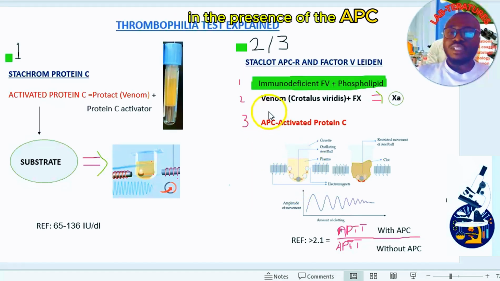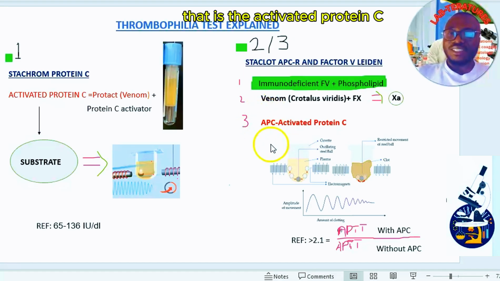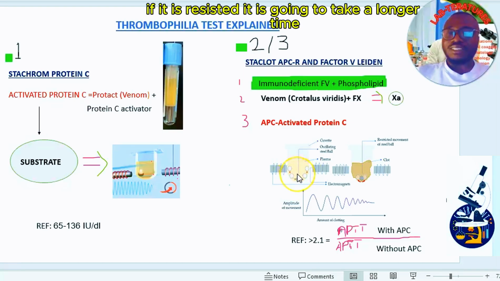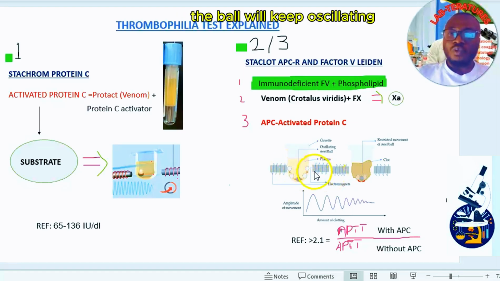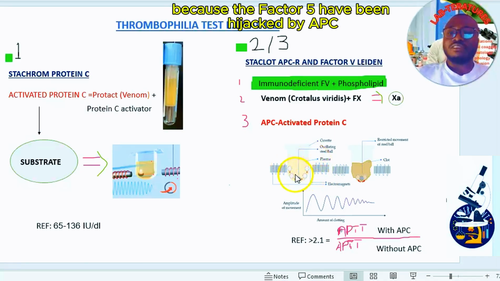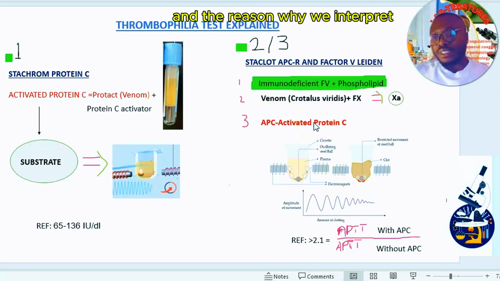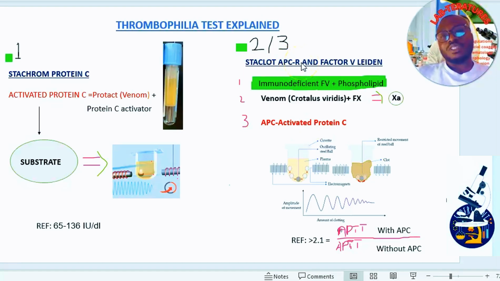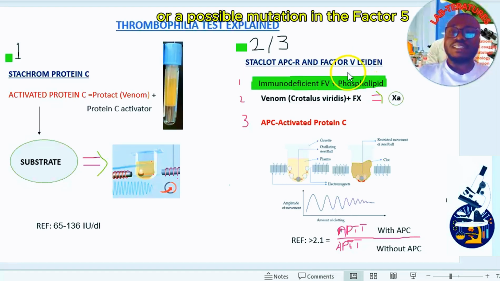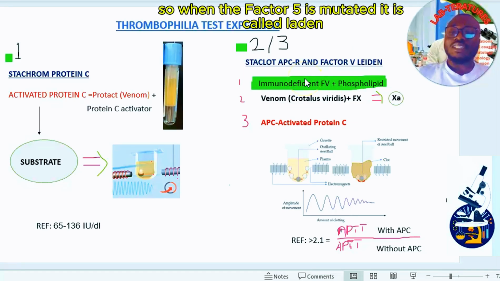In the presence of the APC, that is the activated protein C, the factor 5 present here is resisted. If it is resisted, it is going to take a longer time for a clot to be formed, meaning the ball will keep oscillating in a very viscous environment, and for a very long time it will not become turbid. A clot will not be formed because the factor 5 has been hijacked by APC. And the reason why we interpret APCR results with the factor 5 Leiden is because of mutation or a possible mutation in the factor 5. So when the factor 5 is mutated, it is called Leiden.